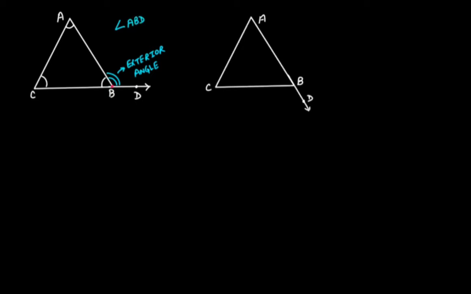Now, same triangle, but in this case, rather than the side BC being extended, the side AB has been extended, and due to this, at the same vertex B, you now have this angle as the exterior angle. What's the difference? In this case, the side BC was extended, but in this case, side AB has been extended, and due to this, now this is the exterior angle. And what's the name of this exterior angle? Angle CBD.